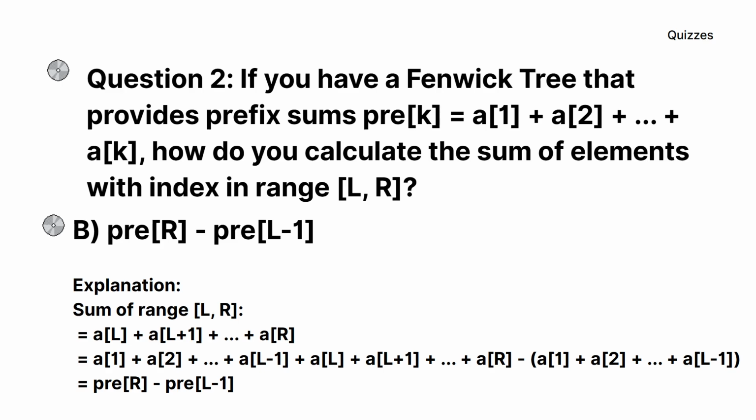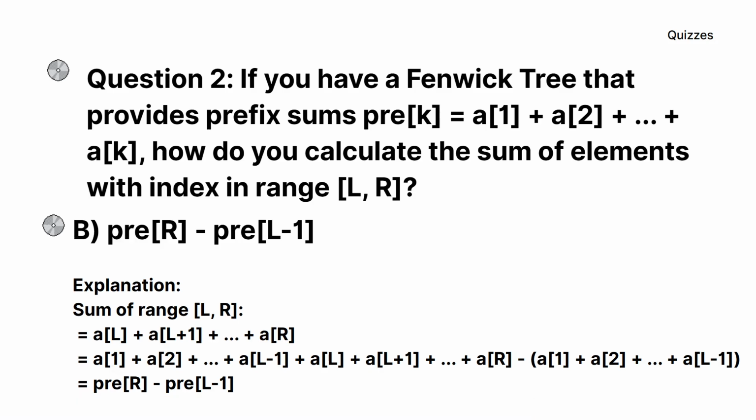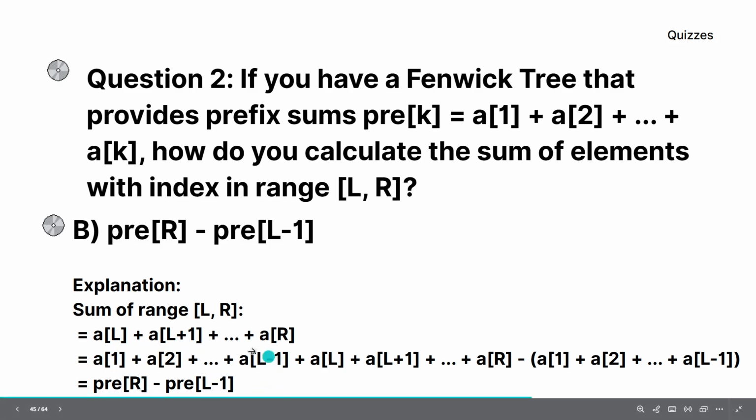The sum of range LR will be equal to AL plus A(L+1) plus etc. plus AR. So we will add and subtract from this equation the term A1 plus A2 plus etc. plus A(L-1). And then we subtract it. So the first term will be A1 plus A2 plus etc. plus A(L-1) plus AL plus etc. plus AR. This term will be pre_R by this definition, and the second term will be pre_(L-1).